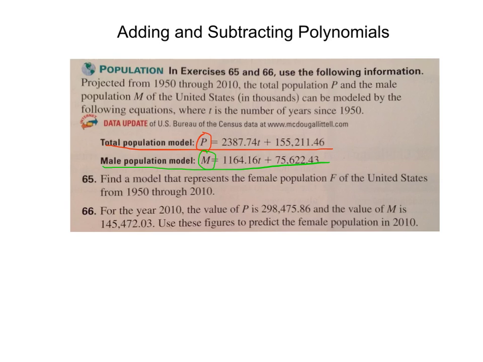And we need to find a model that represents the female population, F, of the United States from 1950 through 2010. So, we can see that the female population would be the rest of the total population. So we're going to do P minus M to get F. So F equals P minus M. That's going to be our equation for female population.